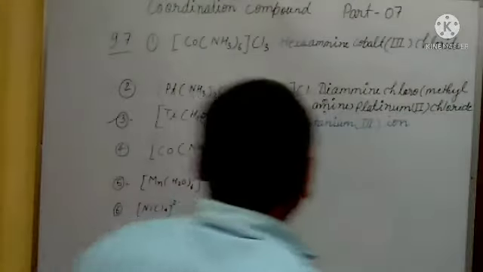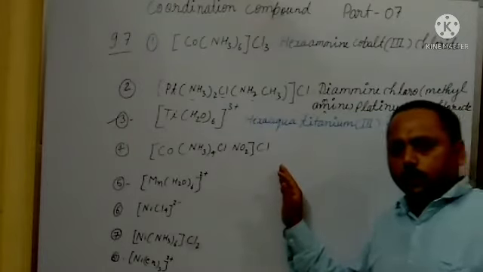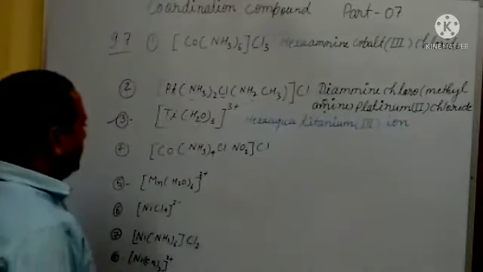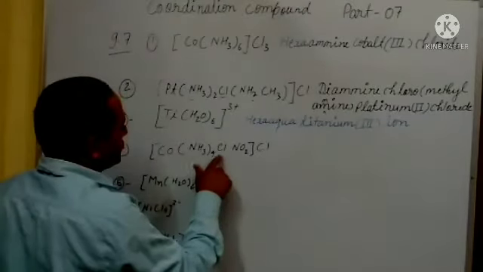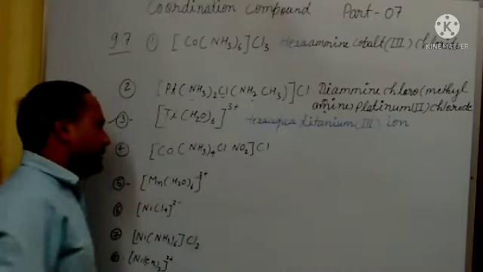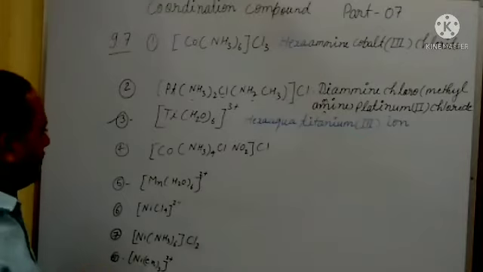So let us see the fourth example. What is the fourth example? This is [Co(NH3)4Cl(NO2)]Cl. So let us write the name of this compound. What will be the name of this compound?